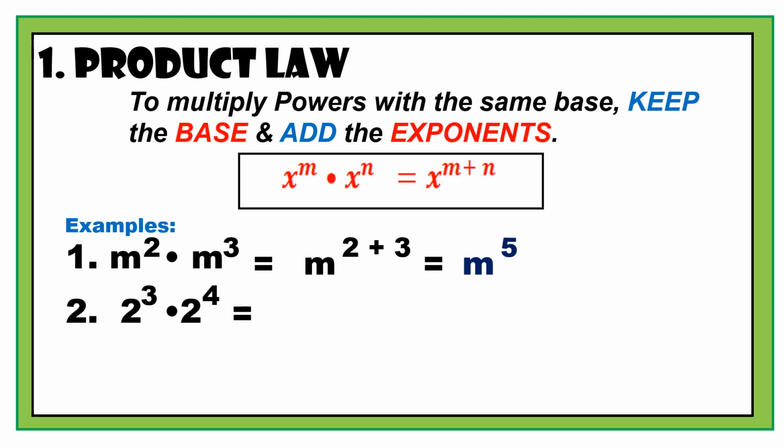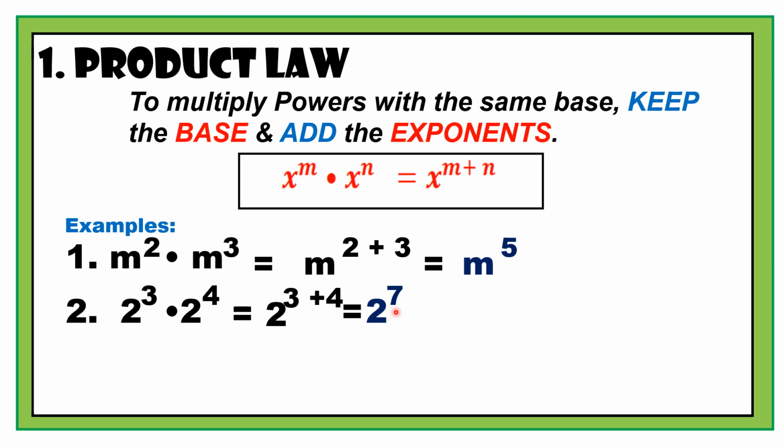Number 2, 2 cubed multiplied by 2 raised to the 4th power. So, copy natin ang base, that is 2. Then, add natin yung exponent. So, 2 raised to 3 plus 4. So, simplify natin. 2 raised to 3 plus 4 is equal to, so add natin yung 3 and 4. So, that is equal to 7. So, we have 2 raised to the 7th power.